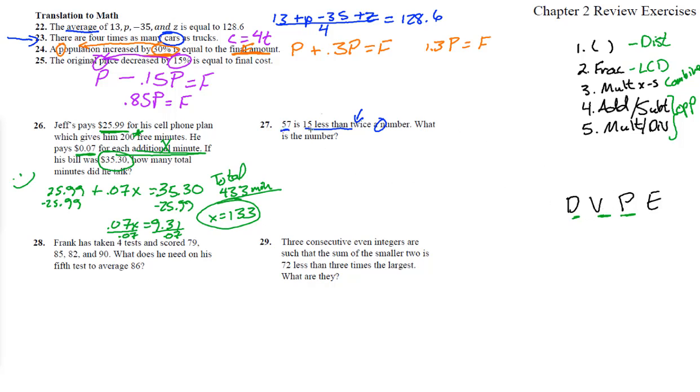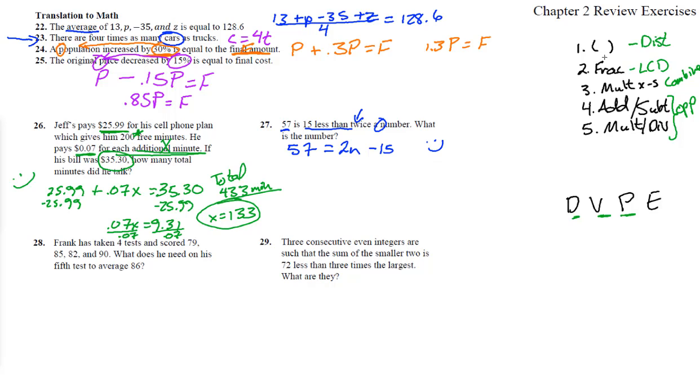Now let's get our plan. Translate it. 57 is 15 less than, that means subtracting 15 from twice a number, 2n. Hey, look at that. We have an equation. We're in happy math land.